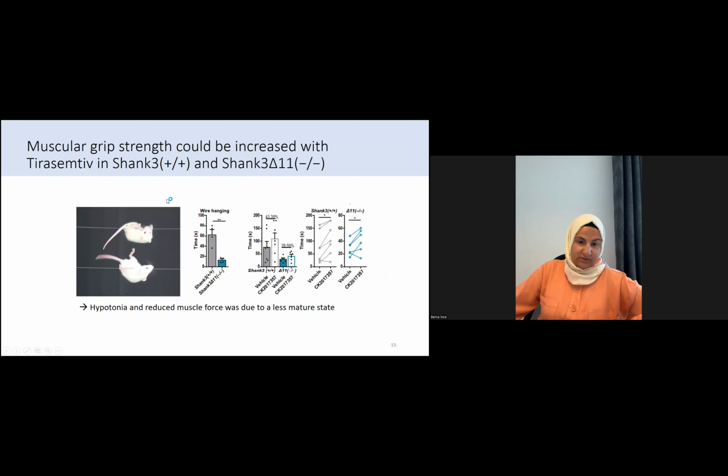Then we made again the muscular grip strength test, and the grip strength could be increased with the fast skeletal muscle troponin activator tirasemtiv in both wild type and Shank3 knockout mice. So tirasemtiv has a direct target on muscle contraction, and the grip strength in Shank3 knockout mice was improved to the same extent as in wild type mice, suggesting that the cause for hypotonia and reduced muscle force was due to a less mature state.